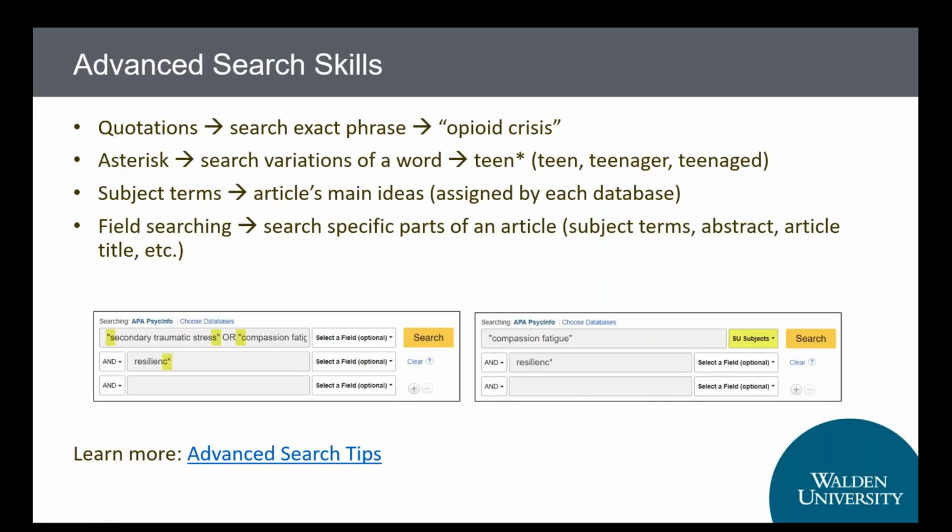So as a review, those are all the various advanced search skills that we just covered really quickly. So quotation marks, using the asterisk, understanding and using subject terms, and field searching is when we searched for prescription drugs only in that subject line. We could have searched for it in the article title or the abstract, and that's called field searching, where we're searching a specific part of the article.